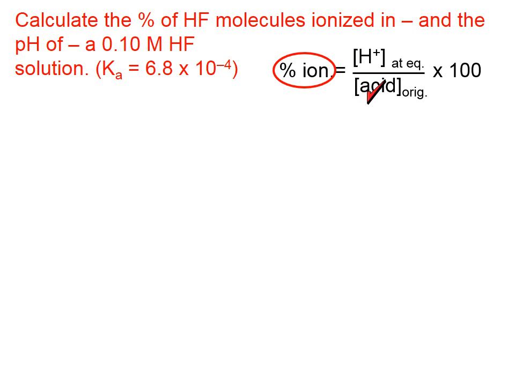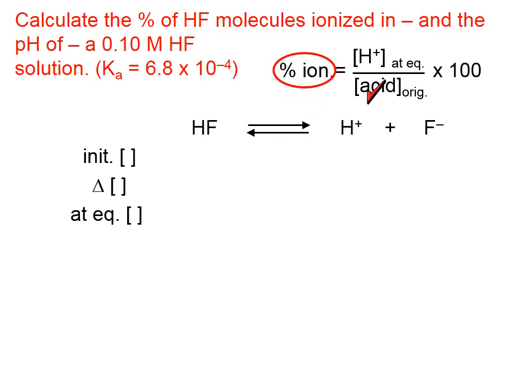That's 0.1 molar. If we're going to find the percent ionization, and we know the original acid concentration, we're going to somehow have to first determine the hydrogen ion concentration at equilibrium, and then we'll use this equation to calculate the percent ionization. So what we're going to do next is going to help us find the hydrogen ion concentration at equilibrium. And we're going to use an ICE chart again.